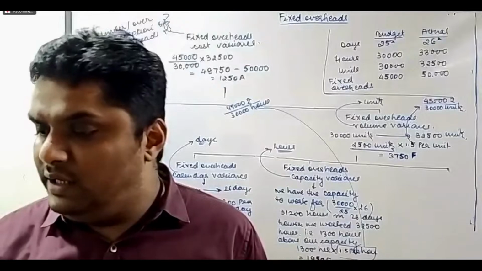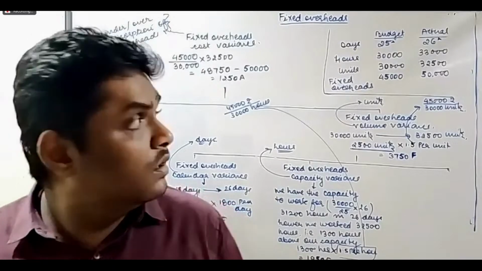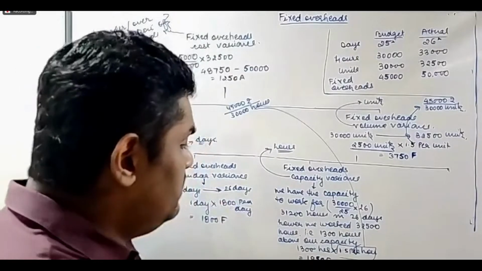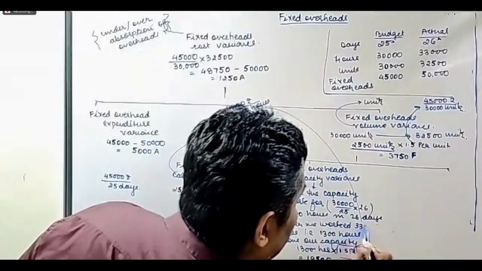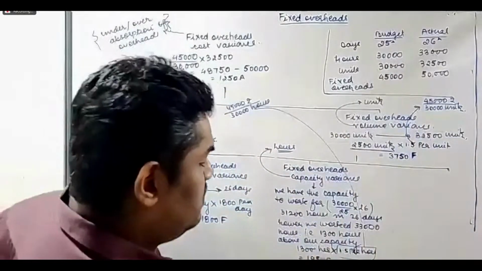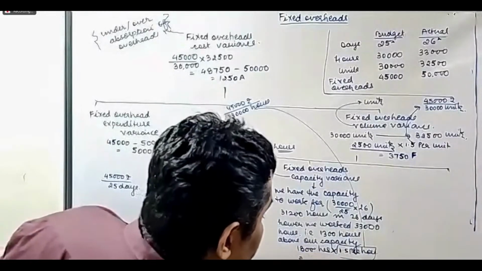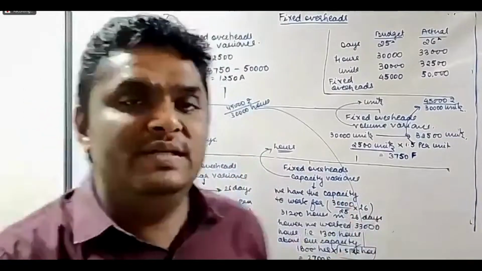It's a bit on the trickier side. Sorry, guys. It is 33,000 hours. So we can say 1,800 hours above our capacity. So this will be 2,700 favorable. A mistake from my end.